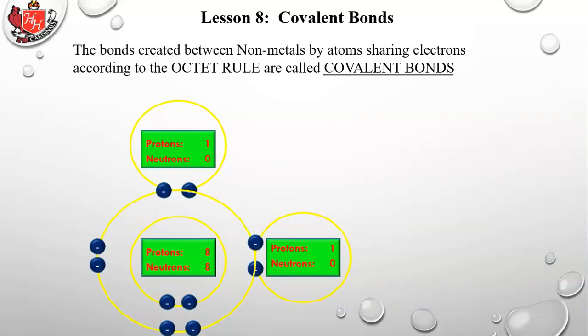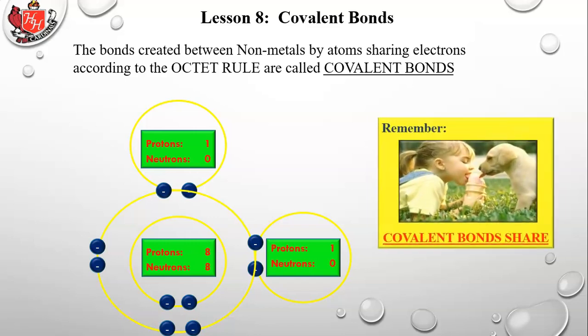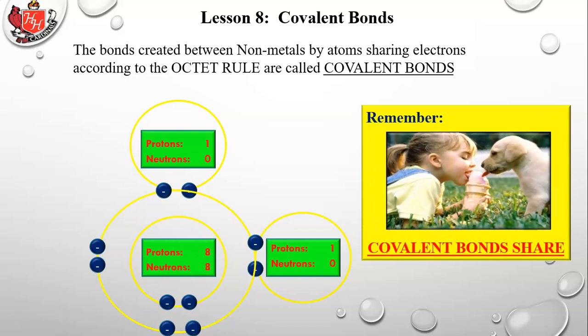The bonds created between nonmetals by atoms sharing electrons according to the octet rule are called covalent bonds. Think of what that word means. Valent means the valence orbital, and co means together. Like when you cooperate or a co-pilot on a plane, it means things that are working together. So they're covalent. They share their valence electrons. So remember, covalent bonds share.